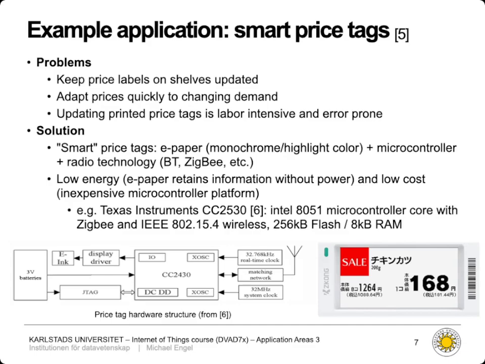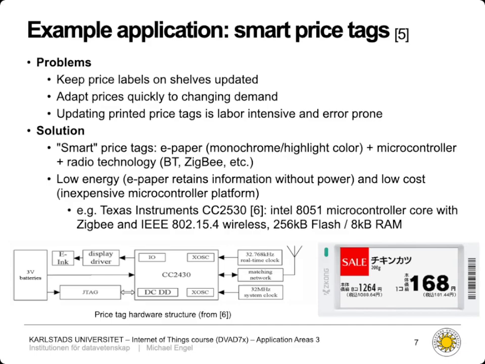And e-paper technology has become cheap enough that you can actually afford to equip your store with several hundreds of thousands of these labels. And the good thing is that there are integrated radio solutions, so you can buy a relatively inexpensive chip to drive all these things.